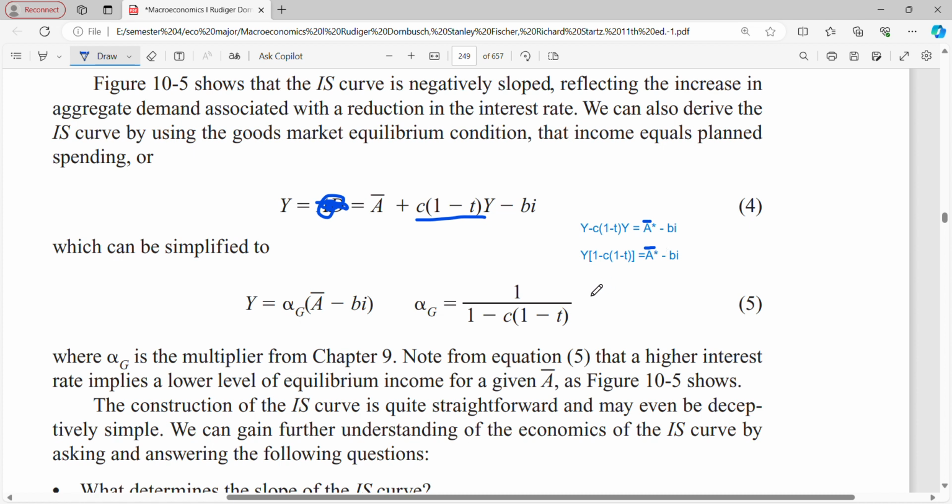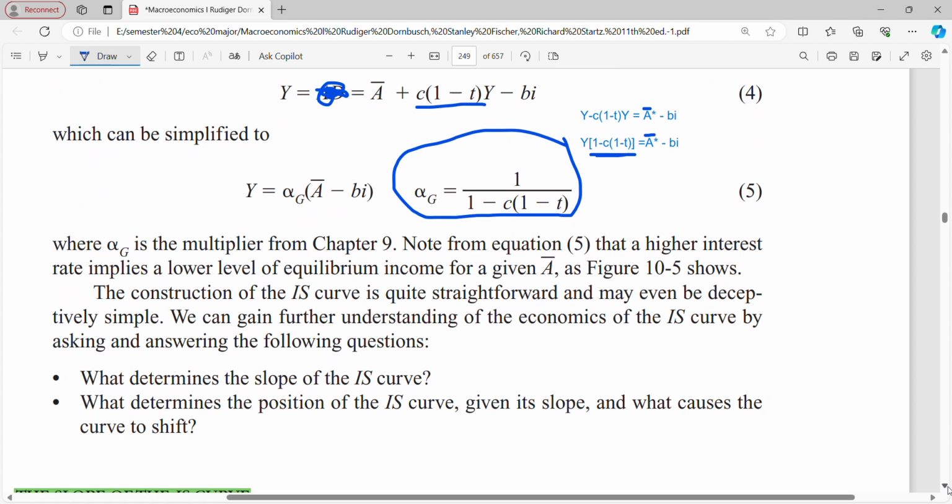Then we can take Y outside. So Y multiplied by 1 minus C in bracket 1 minus T is equal to A bar minus Bi. Then we can take this whole part to the other side. Then it will be in the denominator. So Y is equal to 1 by 1 minus C into 1 minus T, multiplied by A bar minus Bi. Just have a check on this. So that's it, that is how you will get the multiplier.